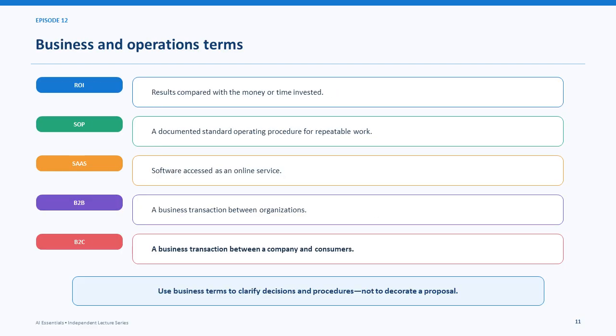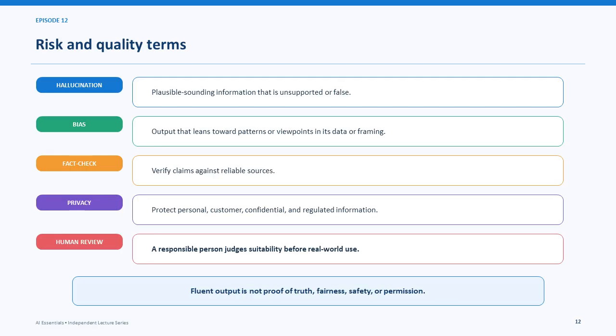Business terms distinguish a recurring prompt, a documented procedure, software delivered as a service, a business integration, and return on investment. Use these terms to clarify decisions rather than decorate proposals. Risk and quality terms include hallucination, bias, fact-checking, privacy, and human review. Fluent output is not proof. Responsibility remains with the person who uses the result.